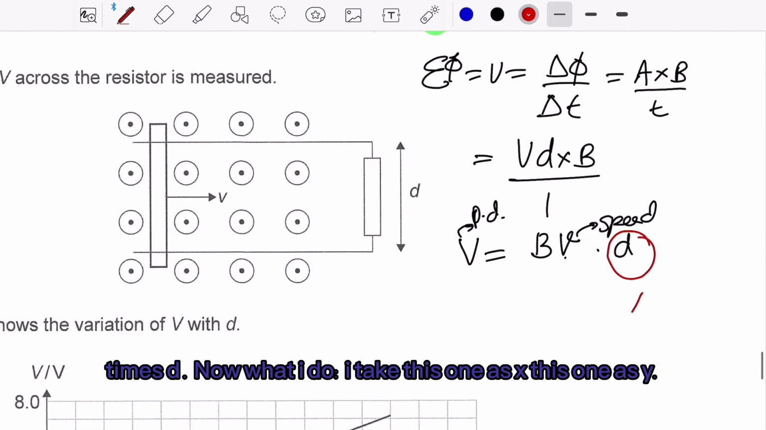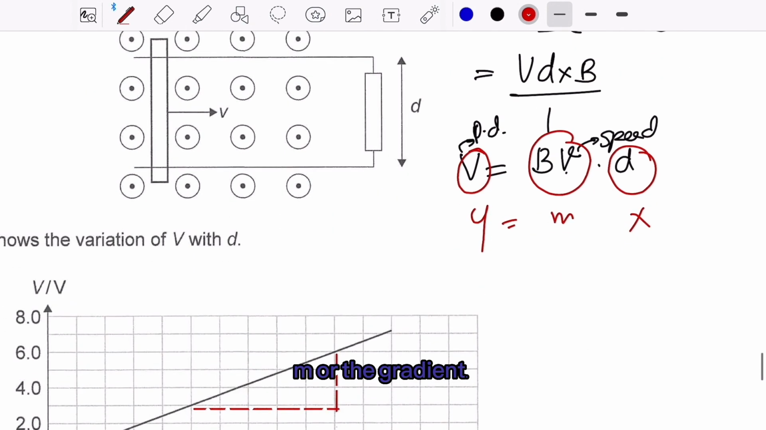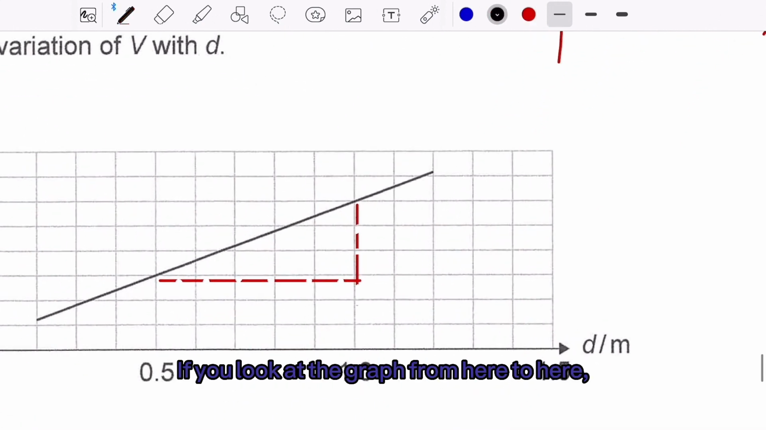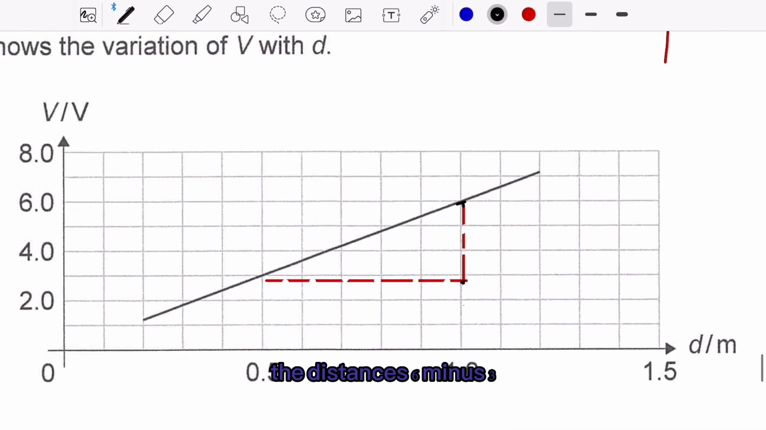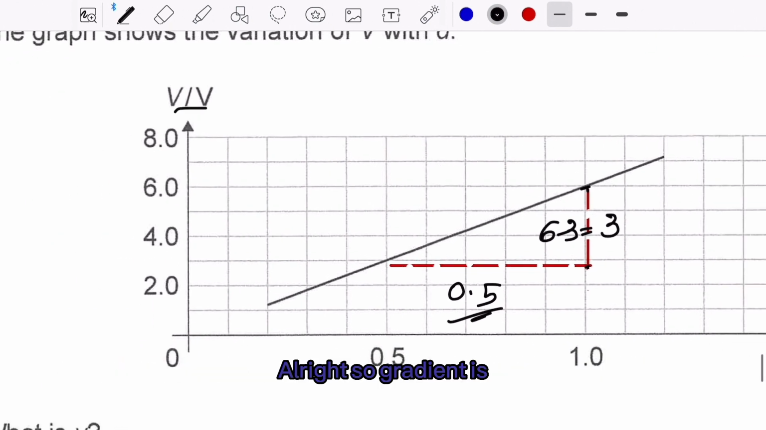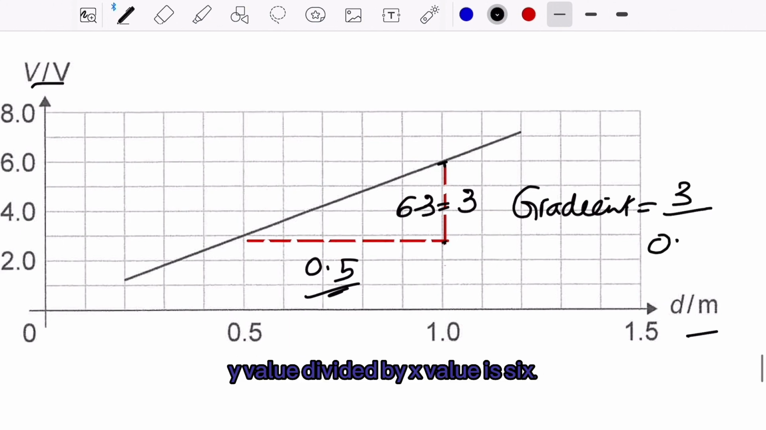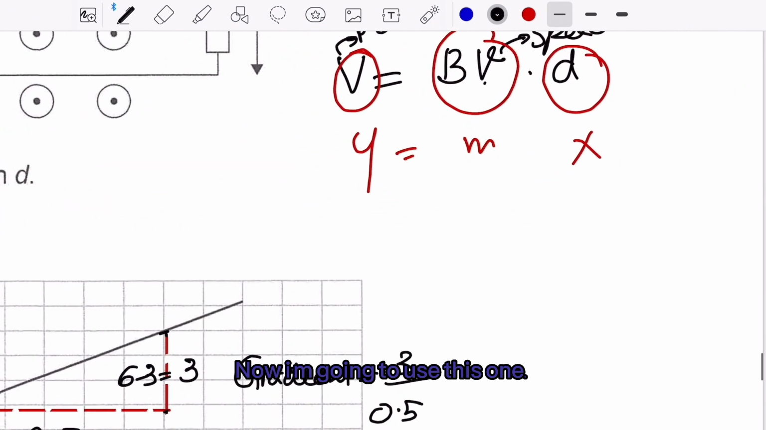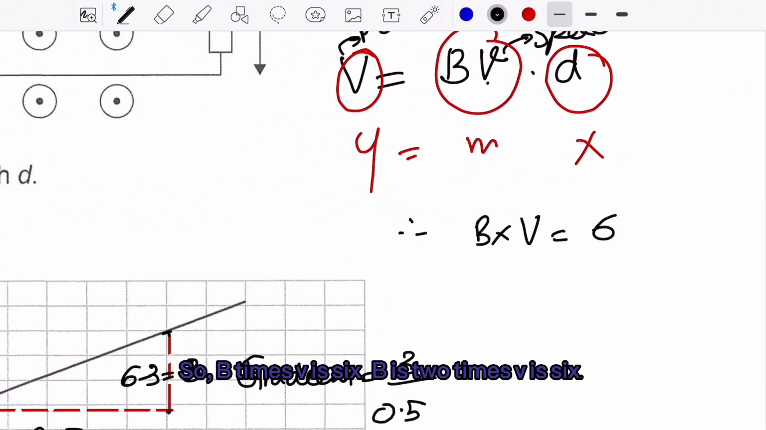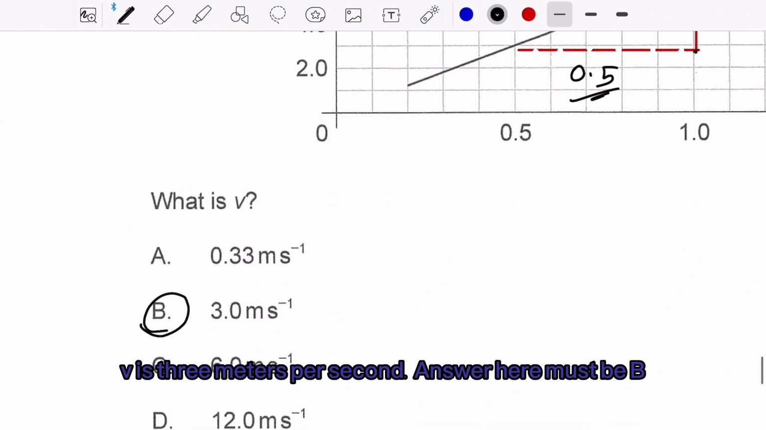Now what I do, I take this one as X, this one as Y, so this must be the M or the gradient. So let's look at the graph. If you look at the graph from here to here, the distance is 6 minus 3, which is 3. Here 0.5. You don't have to worry about millimeter or any other units. Alright, so gradient, Y value divided by X value, is 6. Now I am going to use this one. So B times V is 6, B is 2, so V is 3 meters per second. Answer here must be B.